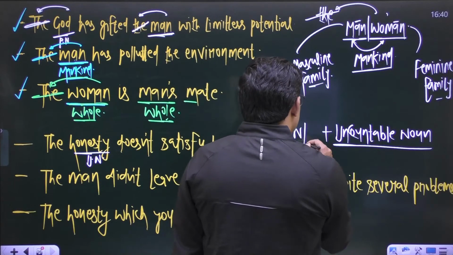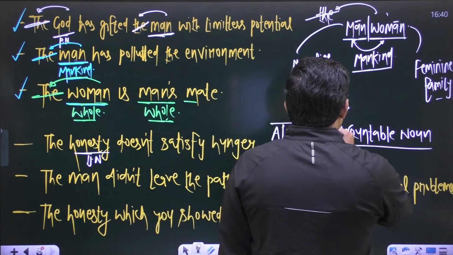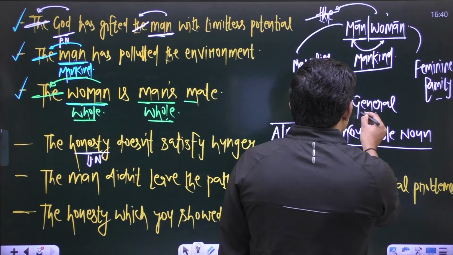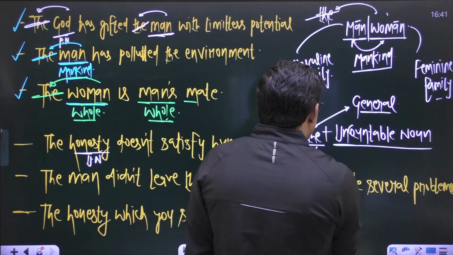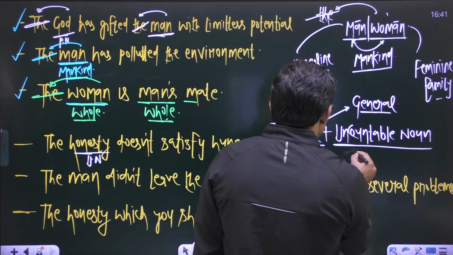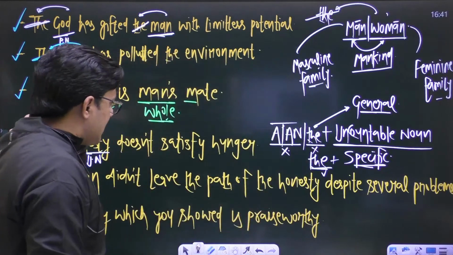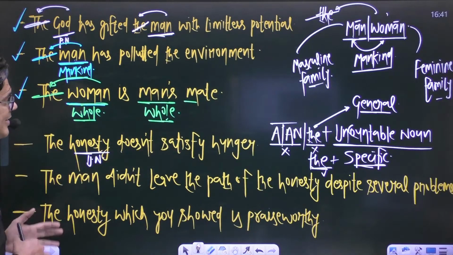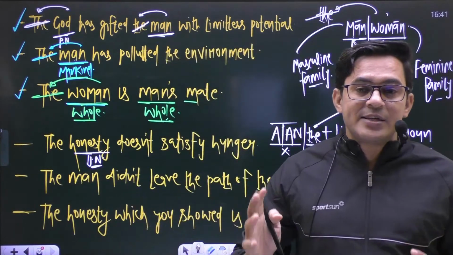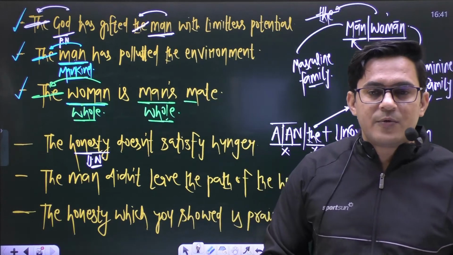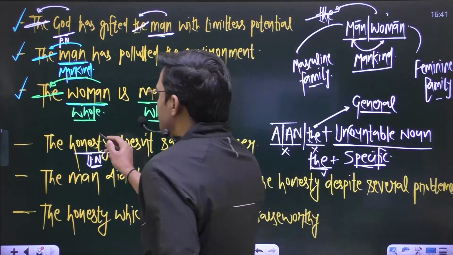But we cannot use the article the before an uncountable noun in the situation when we are talking about a general uncountable noun. If you are talking about a general uncountable noun, then also we don't use the article the, right? But we can use the article the before an uncountable noun when it is used in a specific sense. So if you apply it in the sentence, the honesty does not satisfy hunger. Here I am talking about honesty in general. The honesty in general does not satisfy thirst or hunger, right? So we are talking about general honesty. In a general sense, when you use an uncountable noun, we don't use the article the before it.